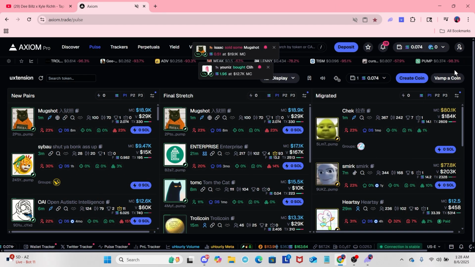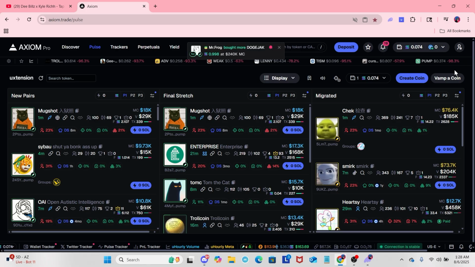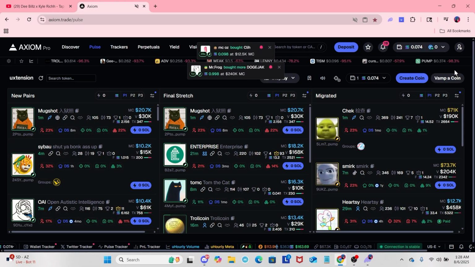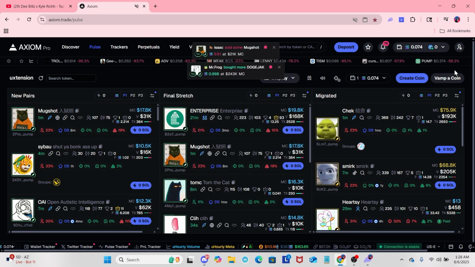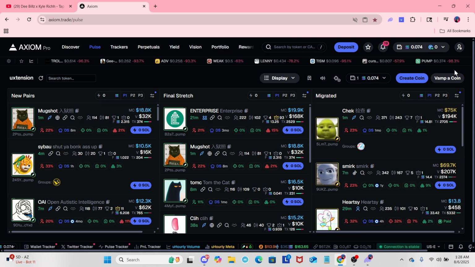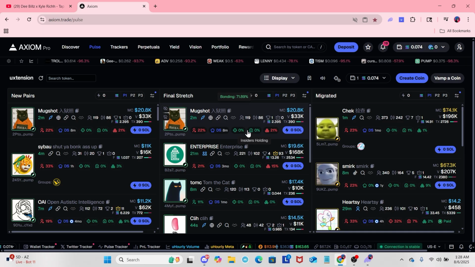So Axiom, best. Honestly, my opinion, better than Bullx, better than Photon, better than Pump, better than all of them. Because the tools that they give you are so much better and so much quicker, so you can see things faster. It's all about speed in this game. With the tools they give you, it lets you be one of the highest traders. It makes you quick.